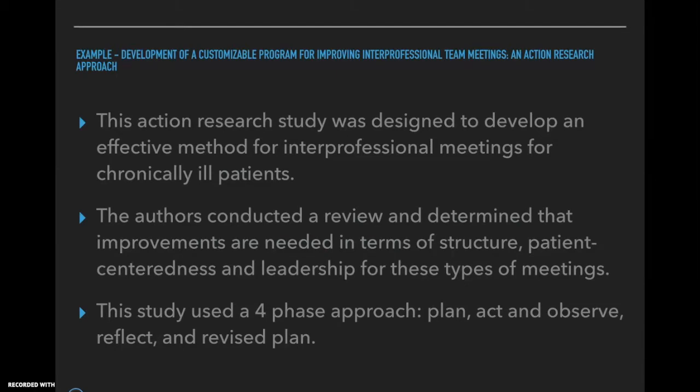So the need for this intervention was found through a review of literature, and they found that improvements were needed in the structure, patient-centeredness, and leadership for these types of meetings. And in this study, they used a 4-phase approach. So plan, act and observe, reflect, and revise plan.